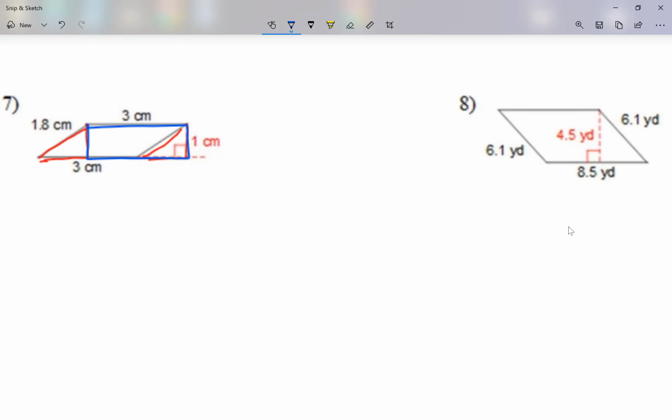Now your parallelograms, let me erase this. Your parallelograms are going to have a 90-degree angle. That's your corner. Sometimes your 90-degree angle, that's the little red box that you see in question number 7 on the bottom right. Sometimes that corner is going to be outside of the parallelogram. But sometimes it will be inside, like you see in number 8. Not a big deal.